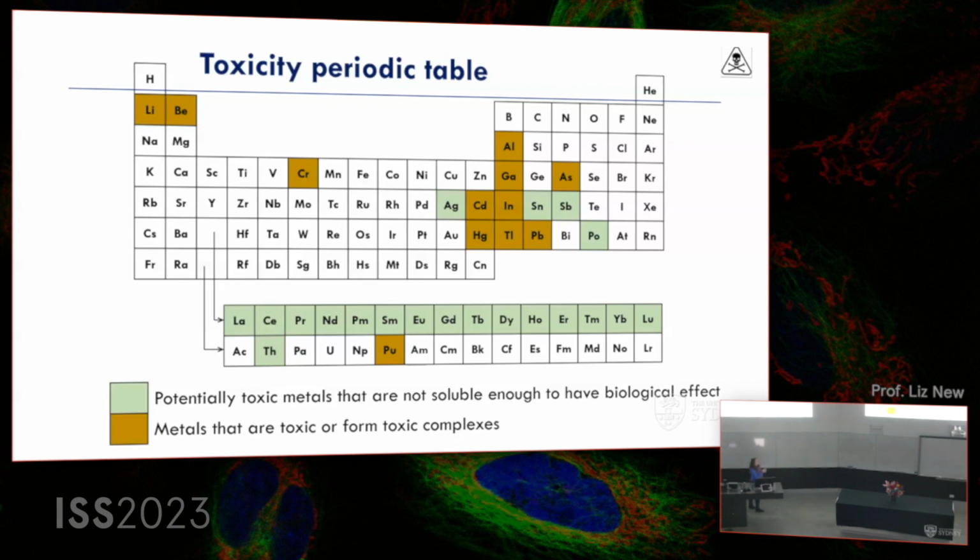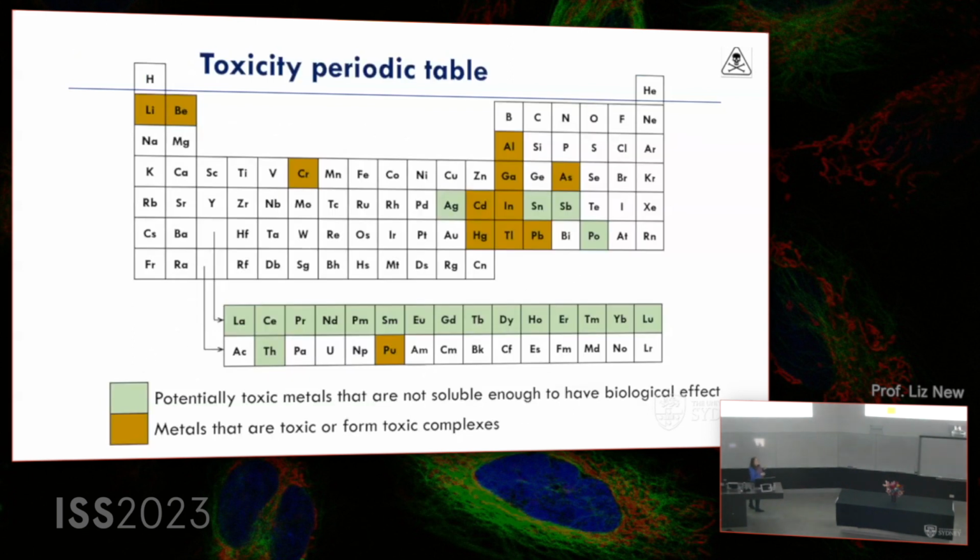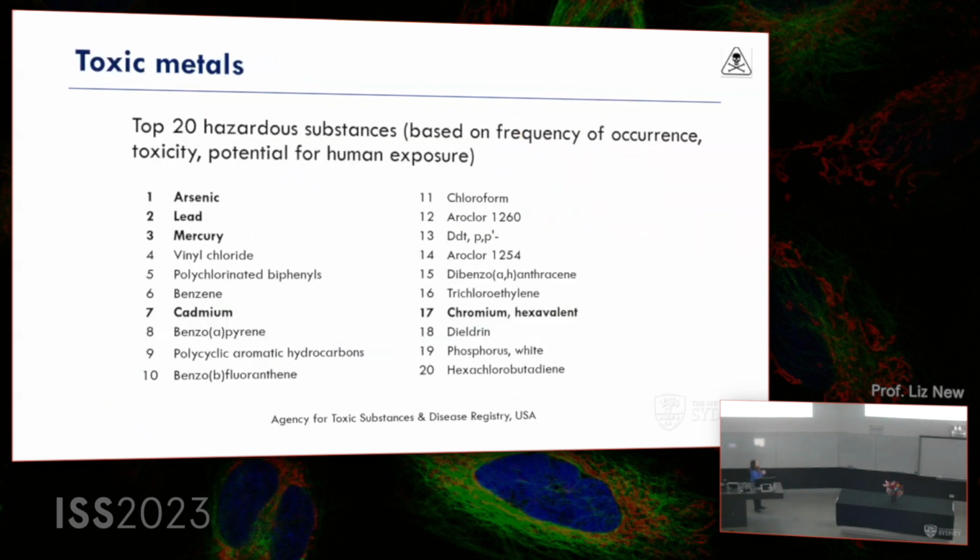Chromium is here. It's actually an essential metal. We already looked at it as an essential metal. But chromium can cause cancer, and so that's why it's here. It depends on what oxidation state it's in, on whether it is essential or whether it will cause cancer. And so if we have a look at the top 20 hazardous substances defined by an agency in the US, you'll see that these inorganic compounds, arsenic and lead and mercury and cadmium, are right up the top. So they're really, really important, and it's really important that we control exposure.